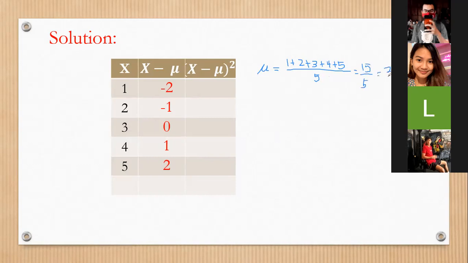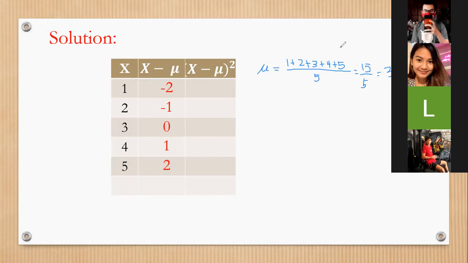So pagkatapos ninyong mahanap yung population mean, that's the time for you to find this column. Okay? So isa-isa, ginawa natin 1 minus 3, kaya siya naging negative 2. 2 minus 3 is negative 1. 3 minus 3 is 0. 4 minus 3 is 1. 5 minus 3 is 2. Okay po? Nasusundan po yon.